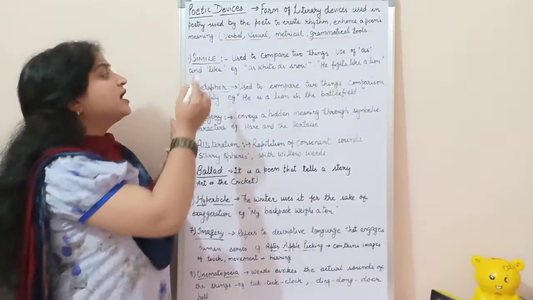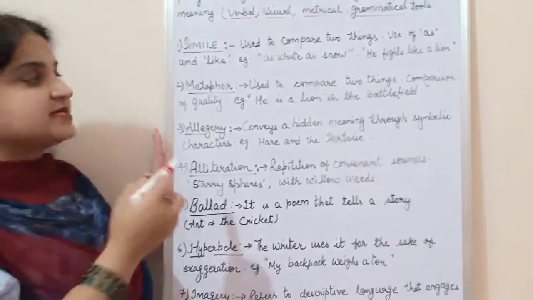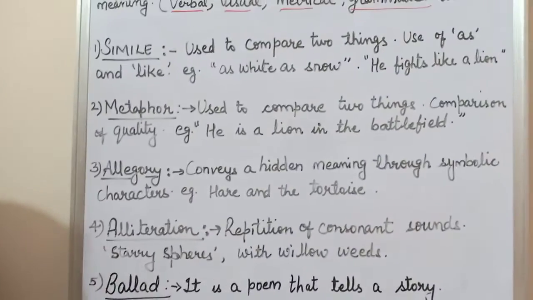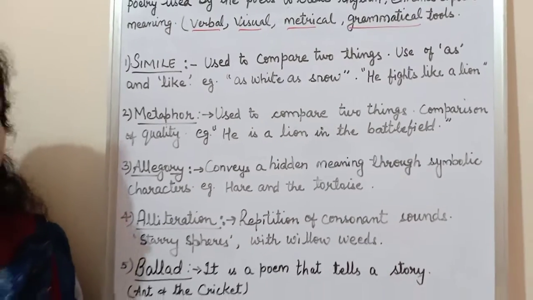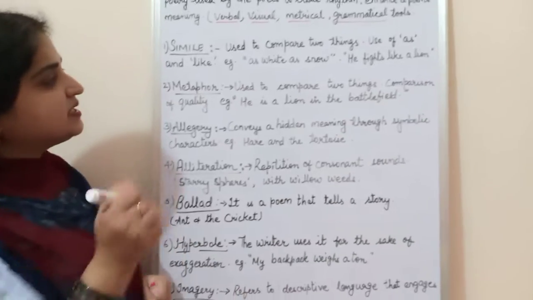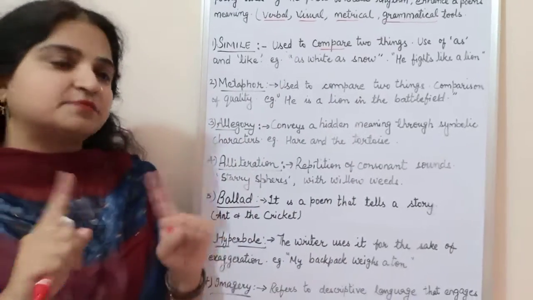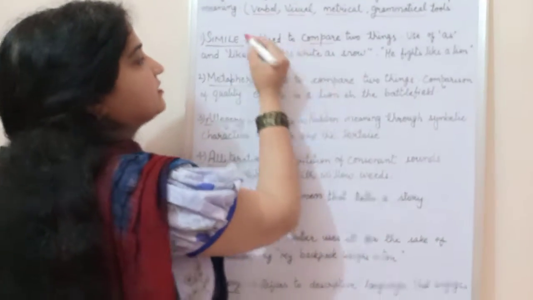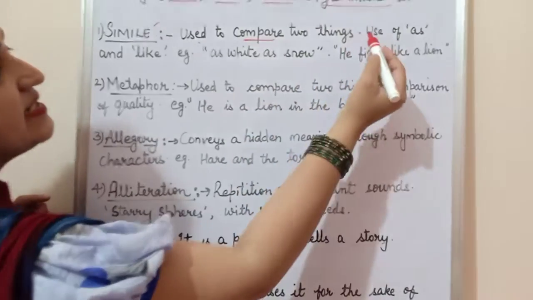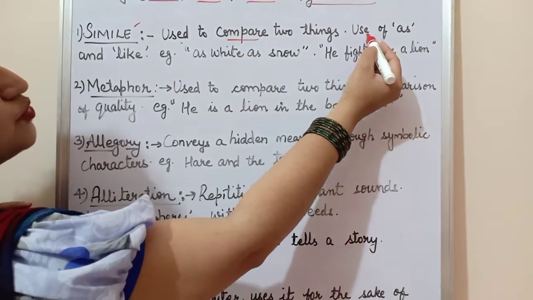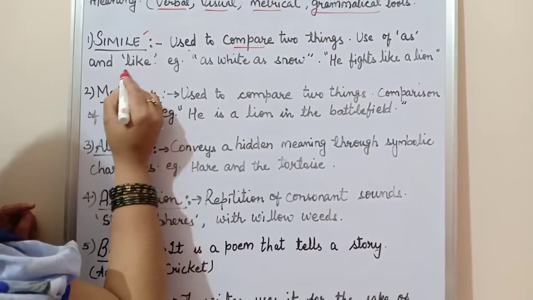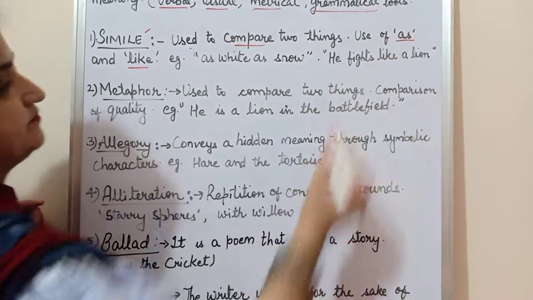So first of all, the first poetic device is simile. Most of you may know what a simile is. Simile is used to compare two things. To show comparison between two things, we use simile. And in simile, the words as and like are used.